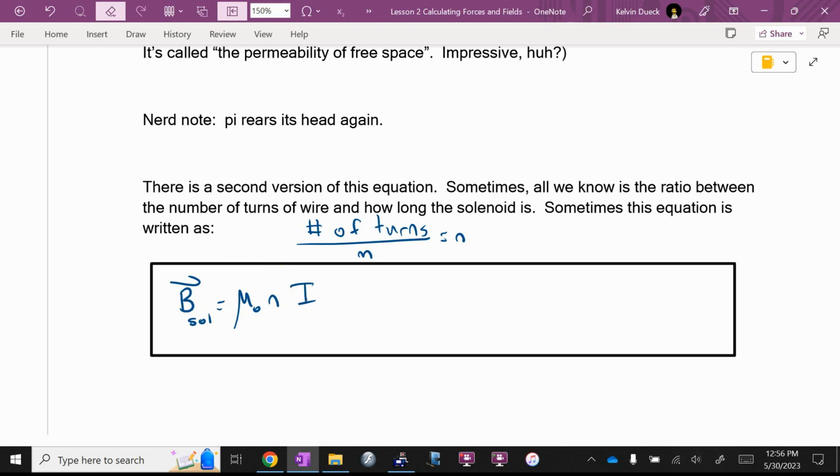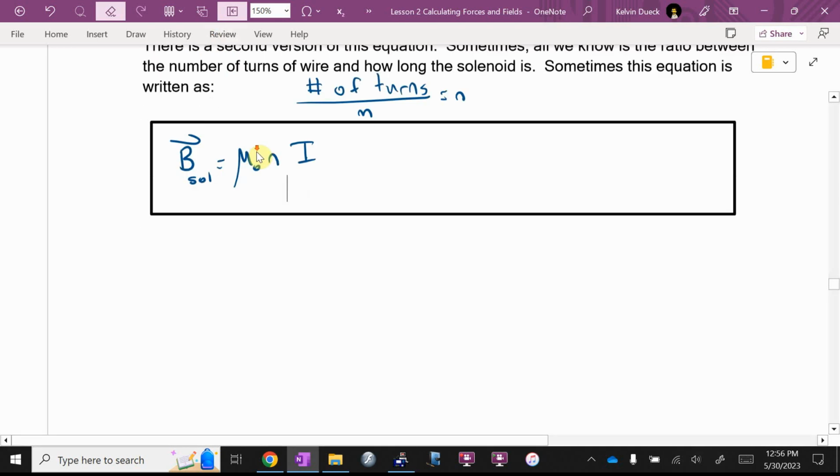When to use that one? It'll be pretty obvious, and we won't use it much. I'm doing it because it's used in industry. If you're ordering solenoids, they're going to be graded as the number of turns per meter. They're not going to tell you how long it is. So let's crunch some numbers with this.